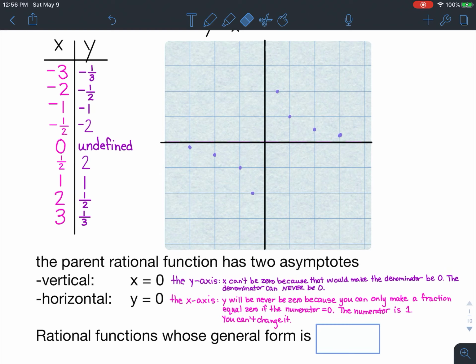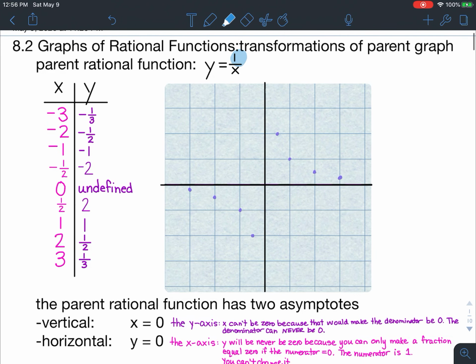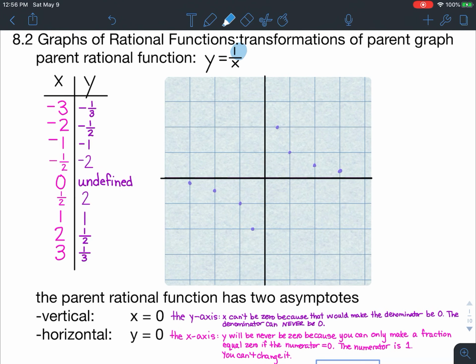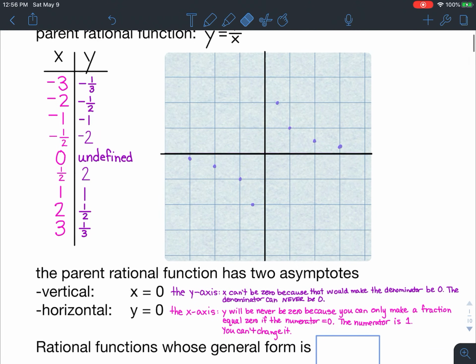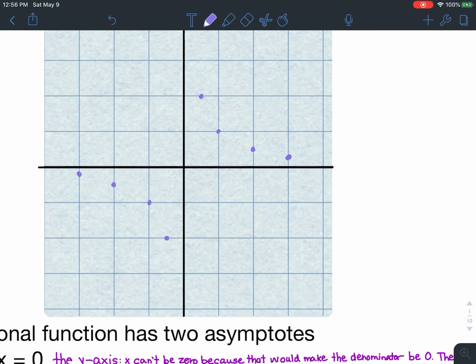y equals 1 over x will never be 0 because you can only make a fraction equal 0 if the numerator is 0. But the numerator is 1. We can't just change that. It's not changeable. It's not variable. So the graph then will never hit the x-axis. And so then that gives us asymptotes.